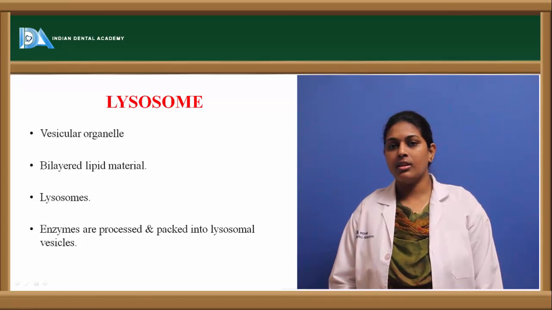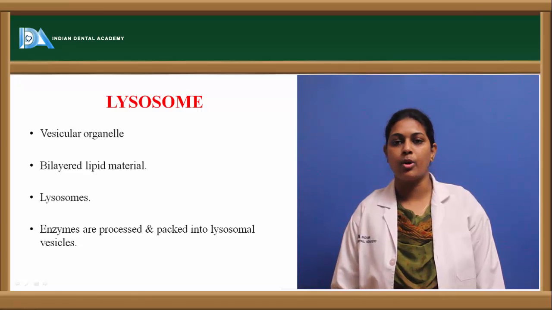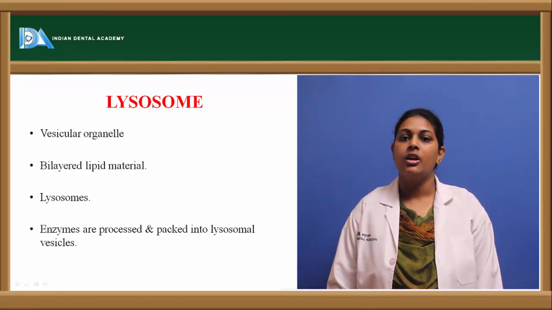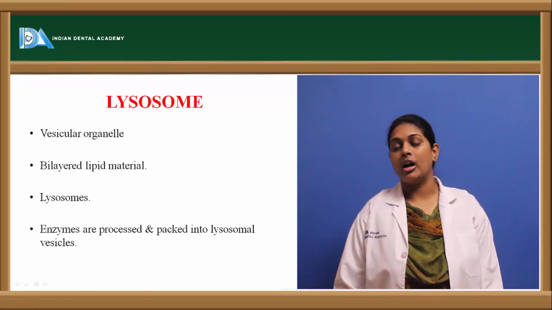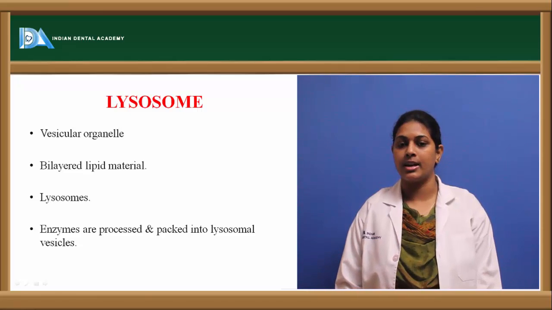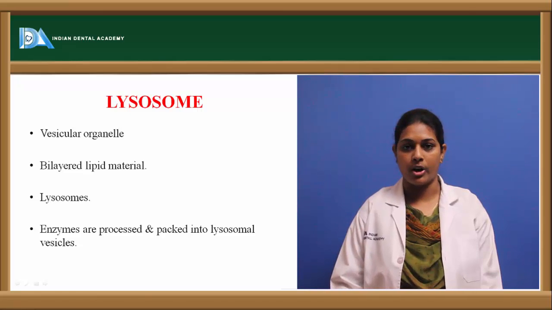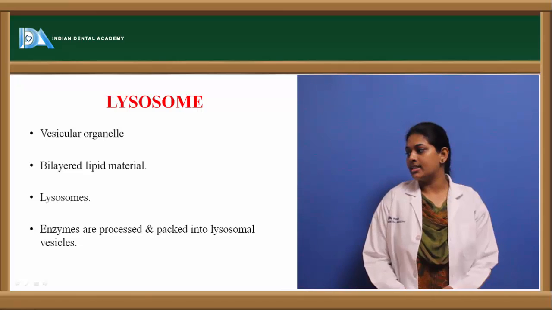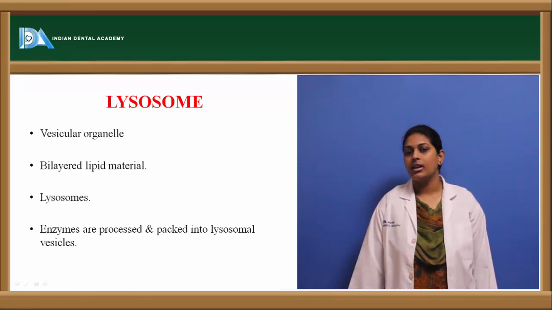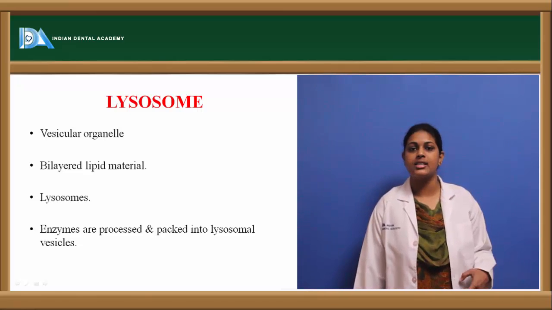To maintain a proper function, the lysosomes contain certain hydrolytic enzymes. They contain approximately up to 50 hydrolytic enzymes in each lysosomal body. These enzymes are processed and packed into the lysosomal vesicles, where they are released and show their proper function.